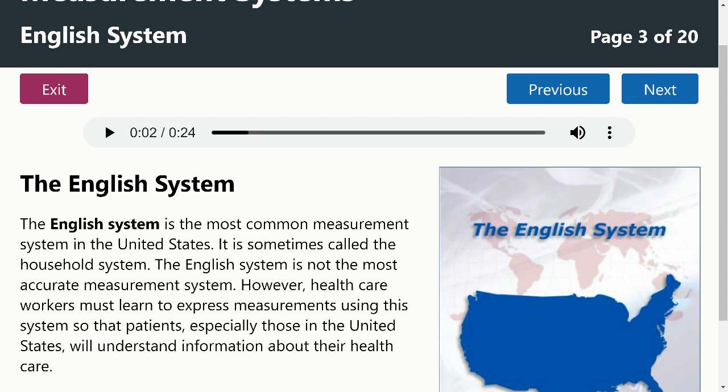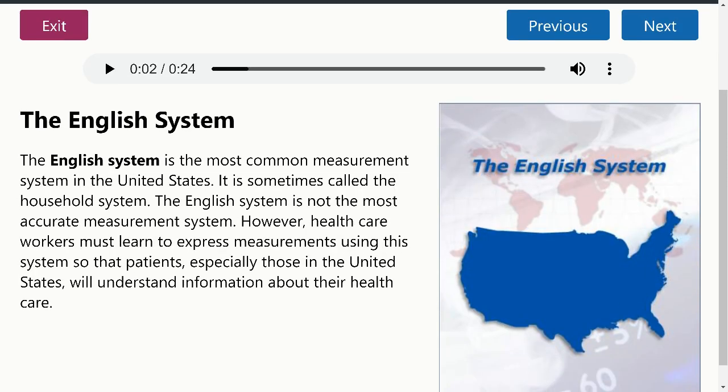The English system. The first one we're going to talk about is the most common in the United States. Sometimes called the household system. It's not the most accurate though. Healthcare workers must learn to express measurements using this system so that patients, especially those in the United States, will understand information about their healthcare.